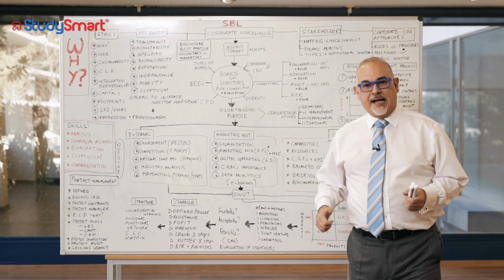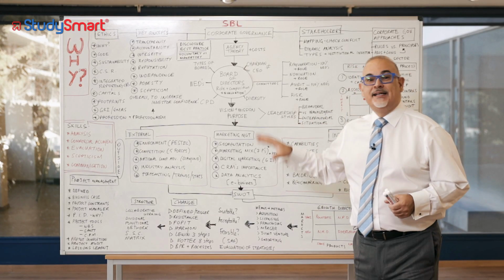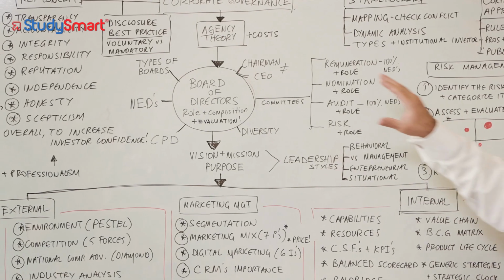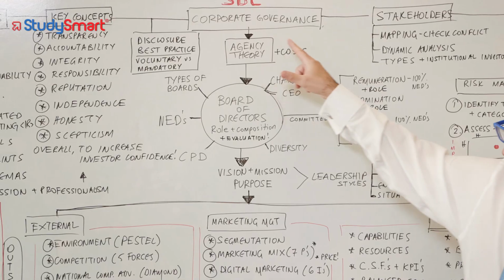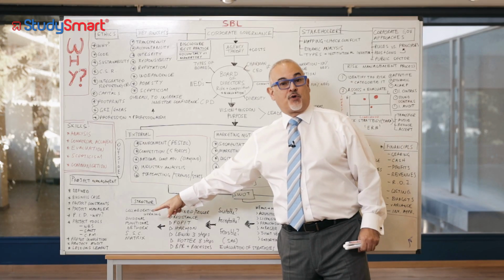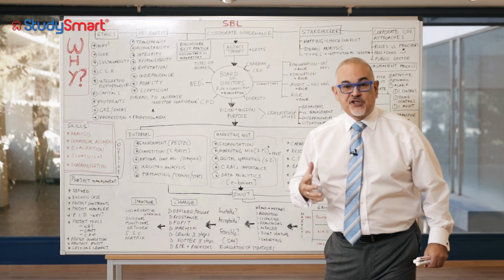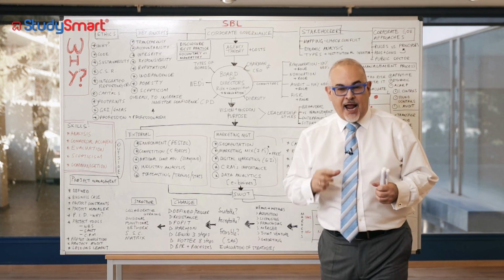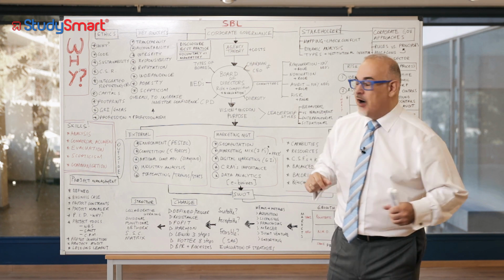This is the flowchart for SBL. So as you can see, there's about 100 topics on this chart. And it starts with corporate governance and it goes down to the last part, which is project management. You need to understand how all these terms relate and interrelate and where to look depending on the requirement.